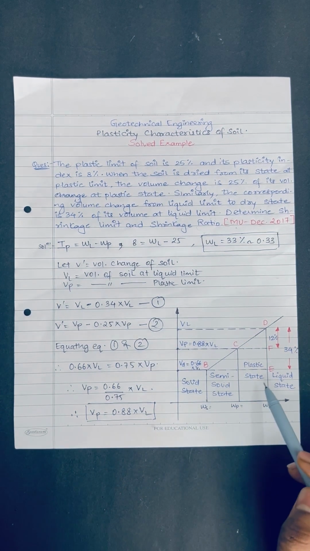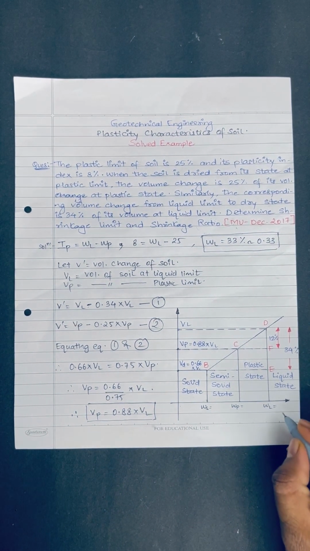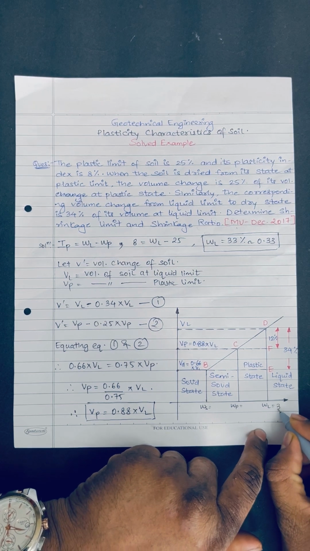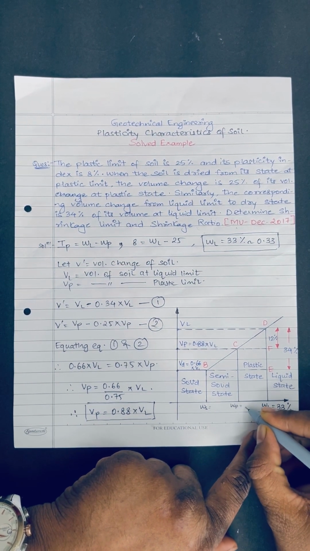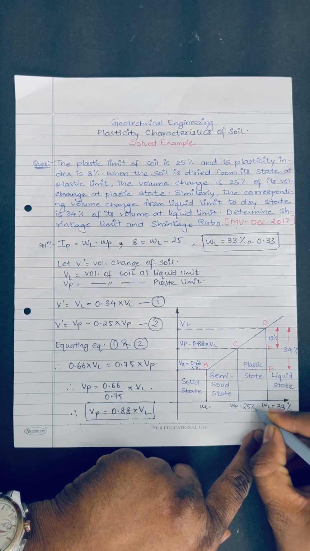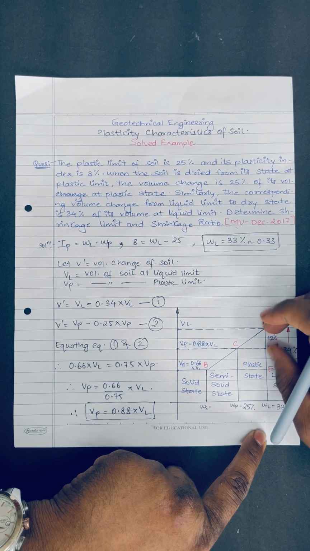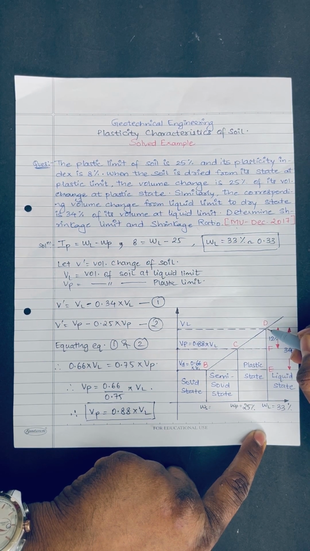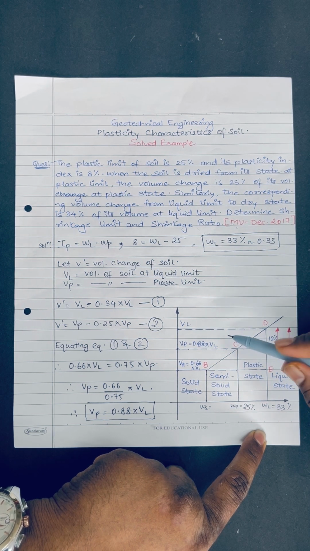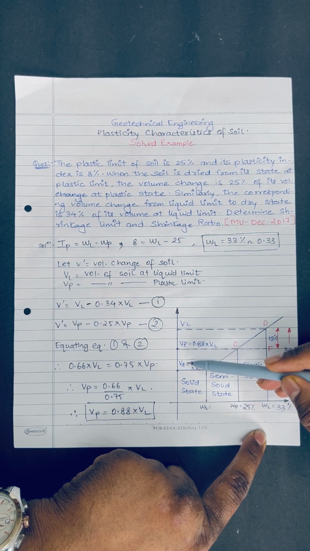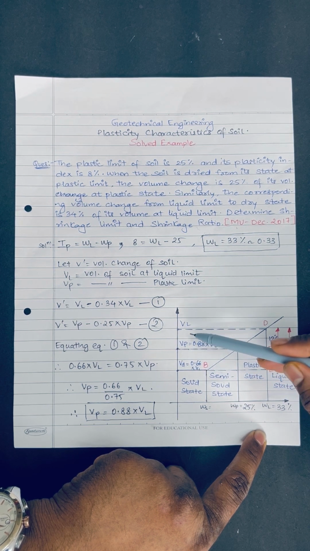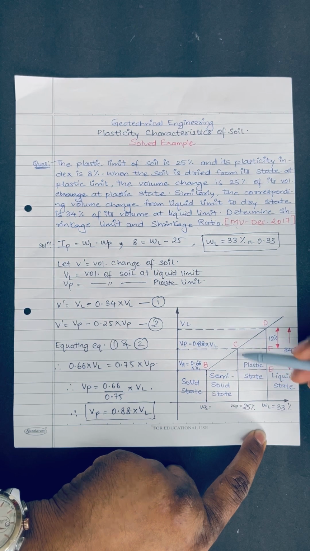On the side, I'll draw a chart. So I know now the liquid limit value is 33%. The value of the plastic limit is 25%. Shrinkage limit is not known to us. The decrease in the volume from the liquid state to the plastic state is 12%, and that from the liquid state to dry state is 34%. So VP and VD, that is the volume of the dry soil, is represented and shown in this figure.